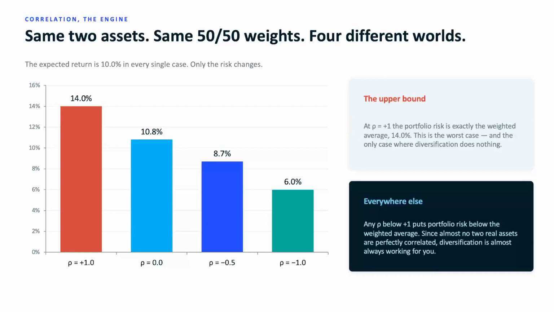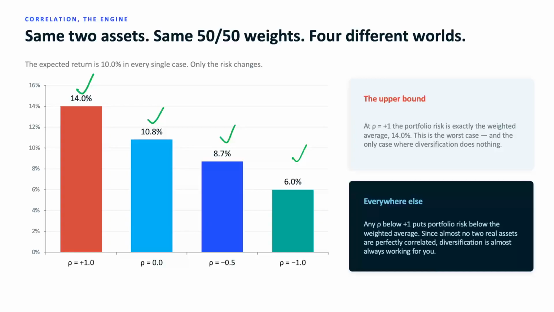You start here, and as you move down through the correlations, you keep on reducing your risk. Now, here is a detail I really want you to notice. In all 4 of those worlds, the expected return is 10%, identical every single one. So same assets, same weights, same expected return, and the risk ranges from 14% all the way down to 6.